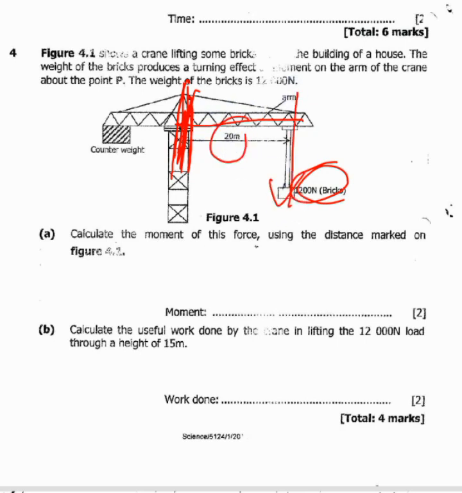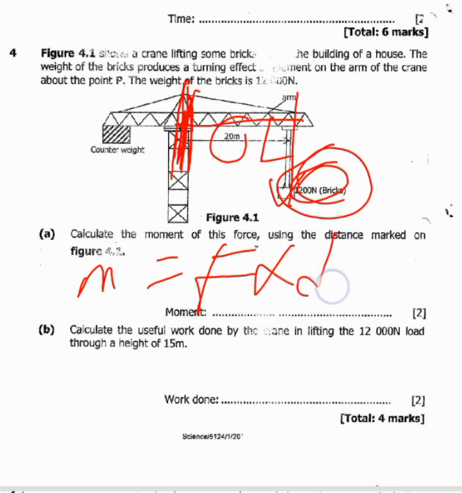Then there's a force which has been applied, which is a brick which is being lifted, which is about 12,000. All right. So now the question is saying, calculate the moment of this force using the distance moved on the figure 4.1. Okay, calculate the moment. So remember, we said the moment is defined as the product of the force and the perpendicular distance. Okay, so there is that perpendicular distance that we're talking about.